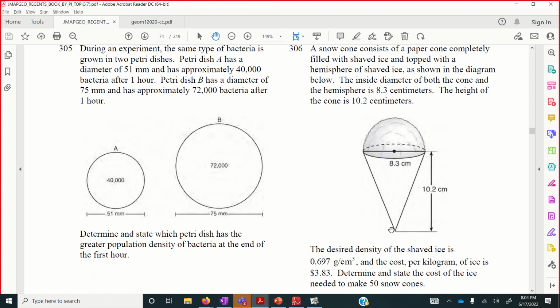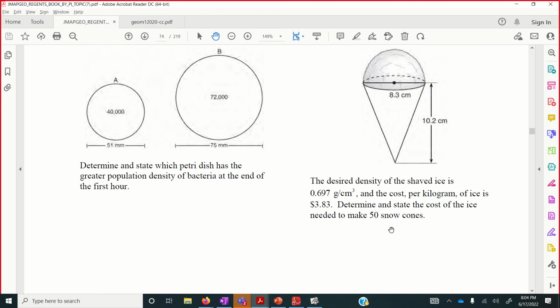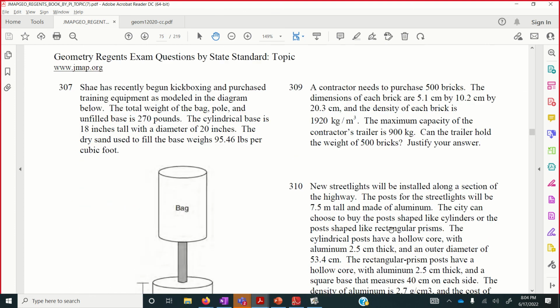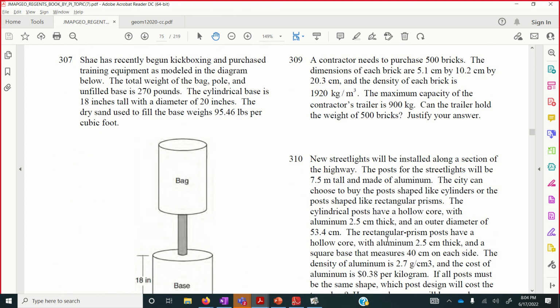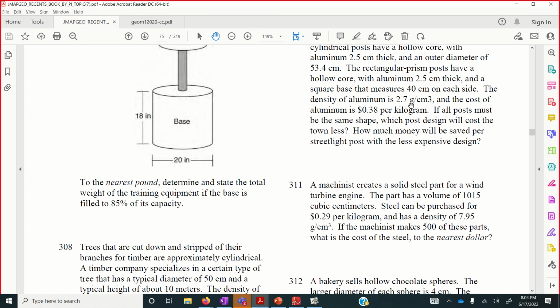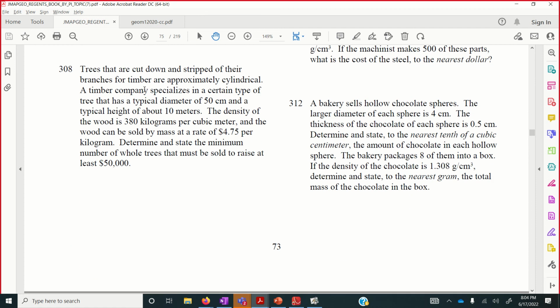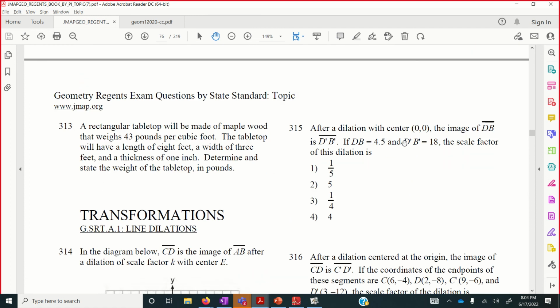I have a math class coming up. You're going to crush it. It's next week. I know all the answers to it. Remember the bag, the street light, the bricks? These are the questions that we've done before. Trees, bakery with spheres.